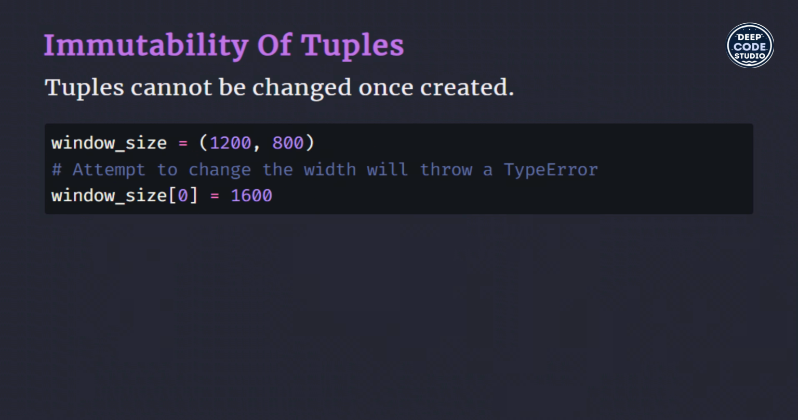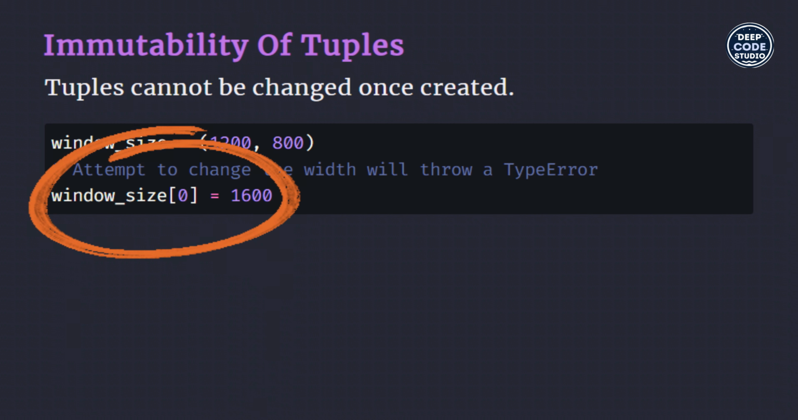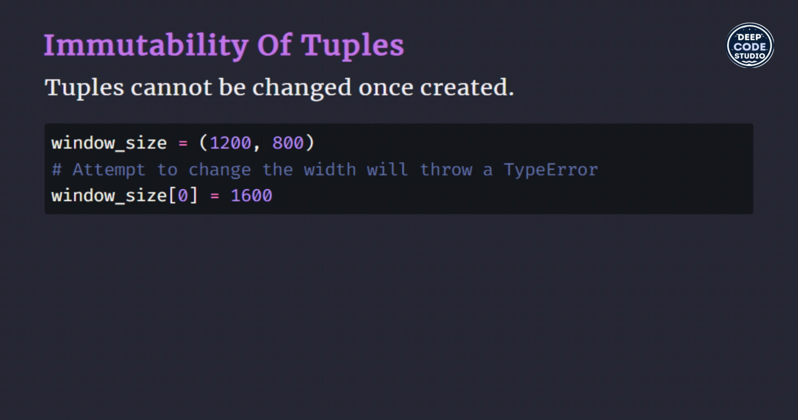Tuples are immutable. Unlike lists, which are a mutable data type, tuples are immutable, meaning they cannot be changed after they are created. Trying to change any item in a tuple will cause an error. For example, if I try to modify the first element of my window size tuple, then this code will give me a type error because you cannot change tuple items. And this is good if you want the data to stay the same.